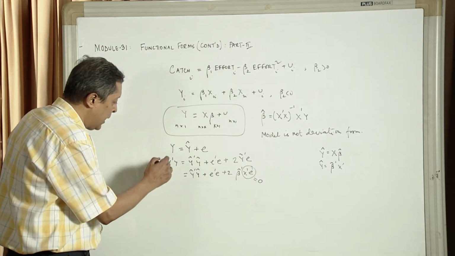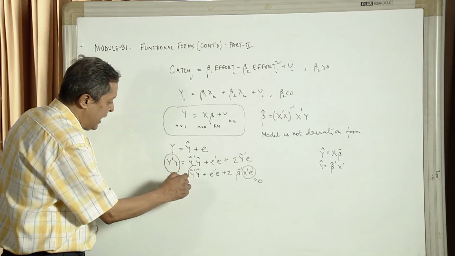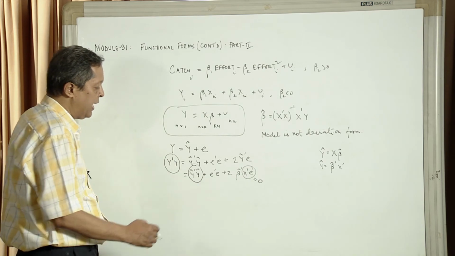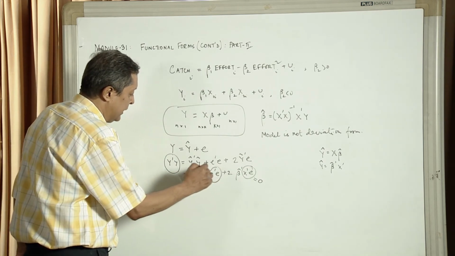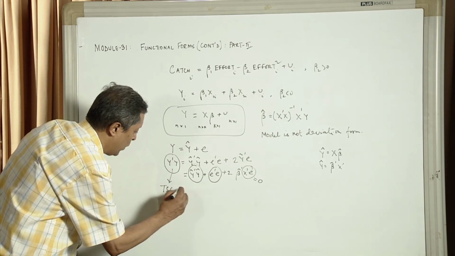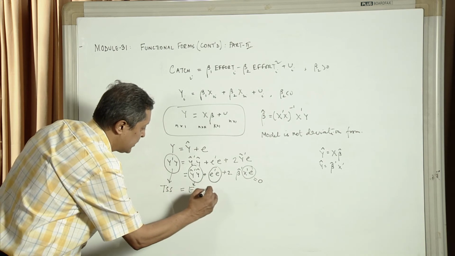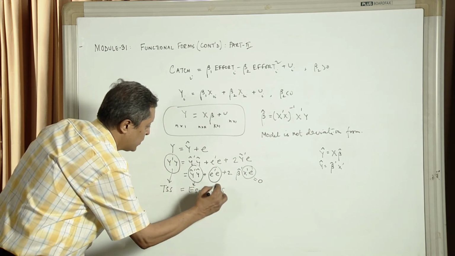So, once again we have y prime y is equal to y hat prime y hat plus e prime e, and this we now term as total sum of squares is equal to explained sum of squares plus residual sum of squares.